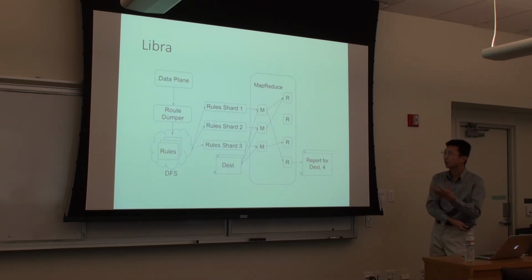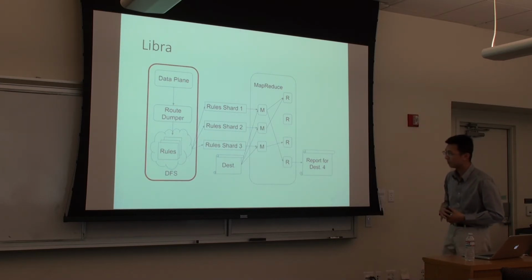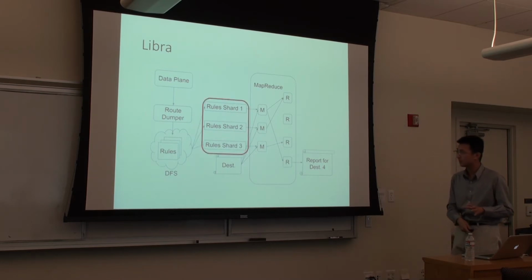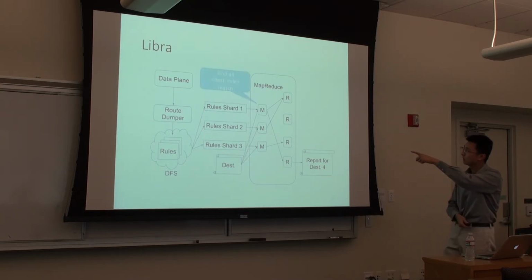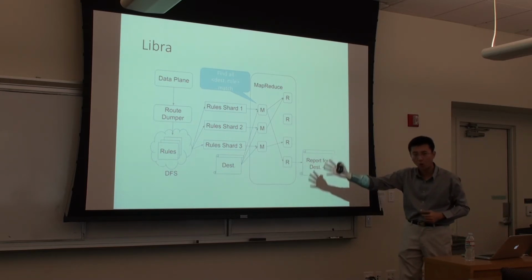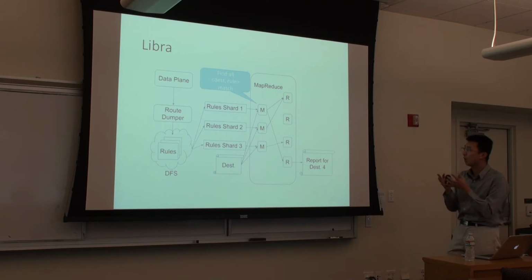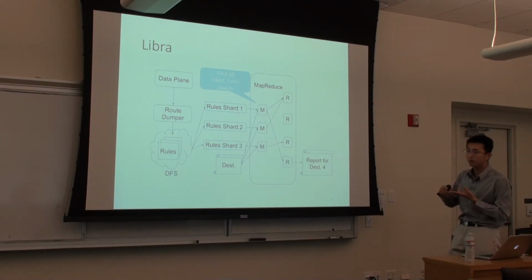In Libra, as usual, we download all the forwarding data plane information, specifically the forwarding rules, into the distributed file system. Then in the second step, we partition these rules into multiple small chunks of files called rule shards. A rule shard just consists of some of the rules. Each mapper will take one rule shard and a full copy of all destinations, and its job is to output intermediate results. An intermediate result is a key-value pair, where the key is the destination and the value is the forwarding rule.